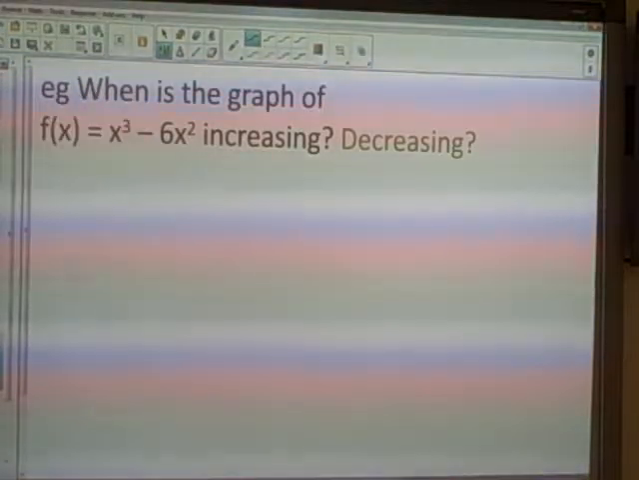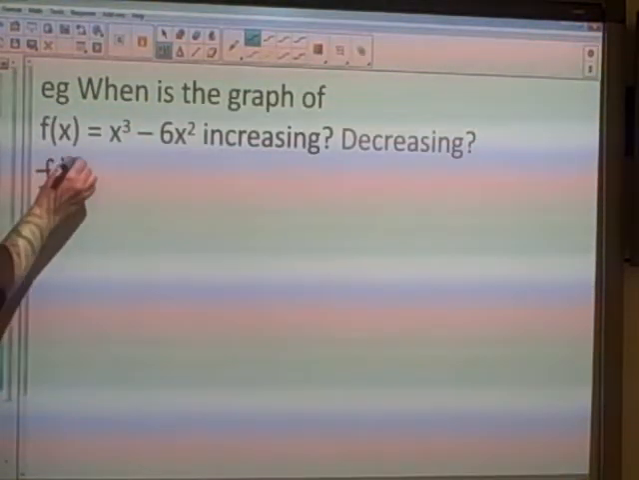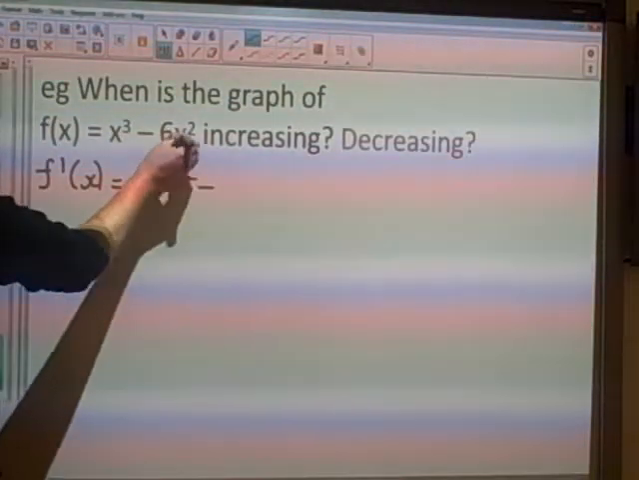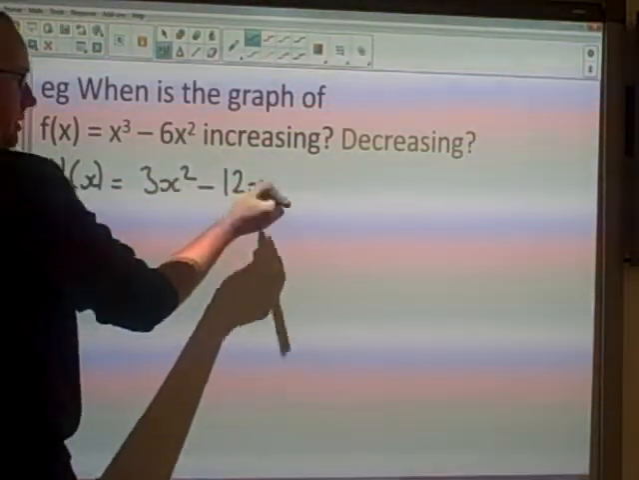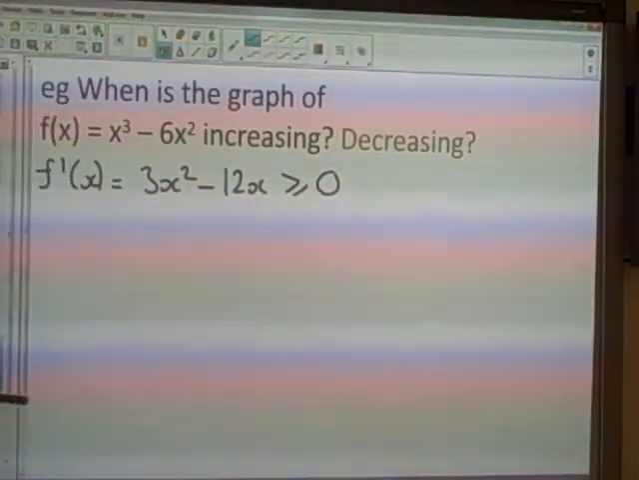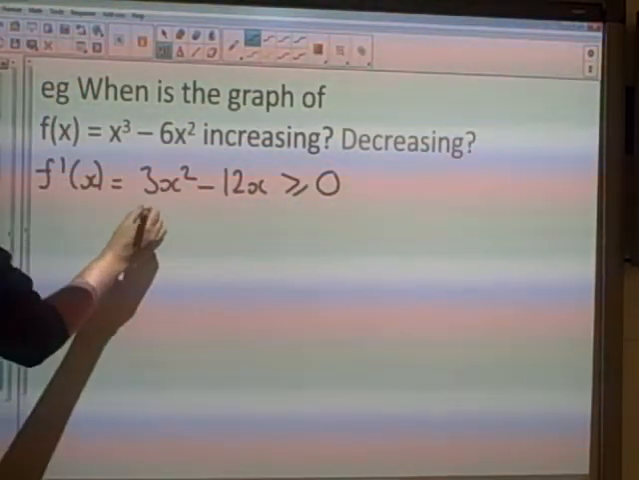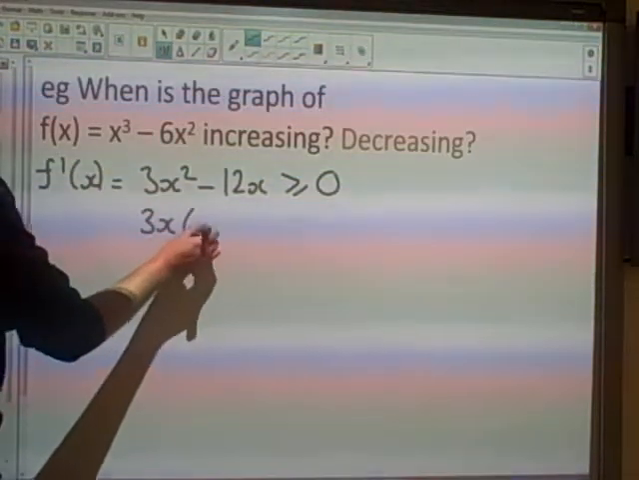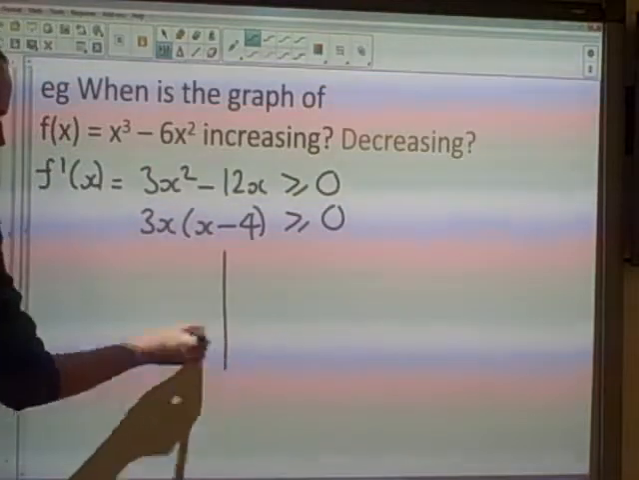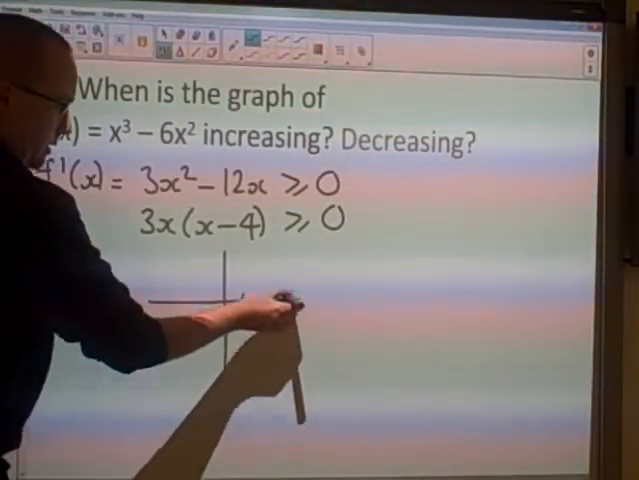Now we can make this slightly more complicated, but we're going to use the same idea. We're going to look at the differential, bring the power to the front, multiply it, and then decrease the power by 1. Same thing, if it's increasing, when is it greater than or equal to 0? And then we go back to our chapter on quadratic inequalities. So we're going to solve that quadratic inequality, and then we're going to try and graph this thing as well.